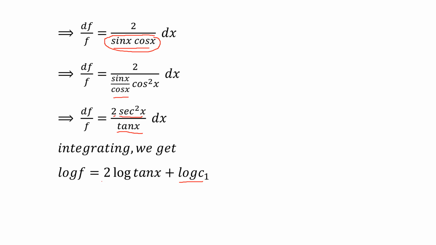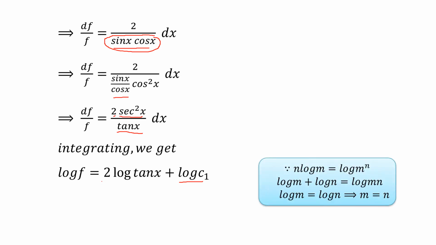Now we shall use the properties of logarithms. You know that n log m is equal to log m power n. Log m plus log n can be written as log mn. Log m is equal to log n implies m is equal to n. So using these properties of logarithms we get f is equal to c1 tan square x.